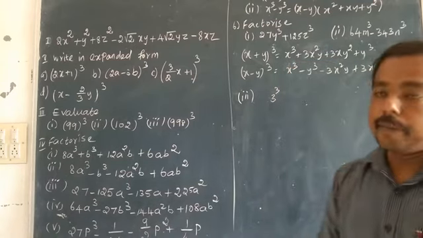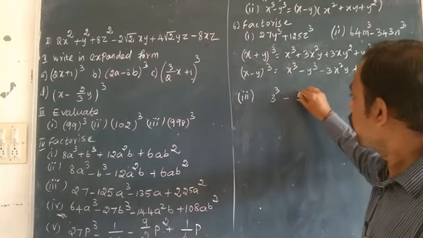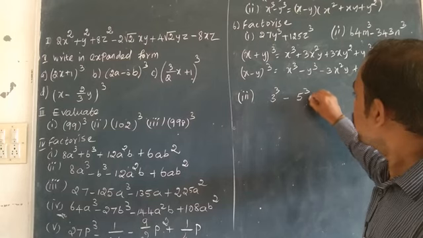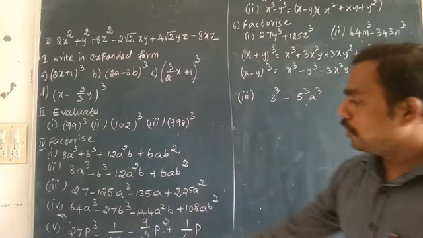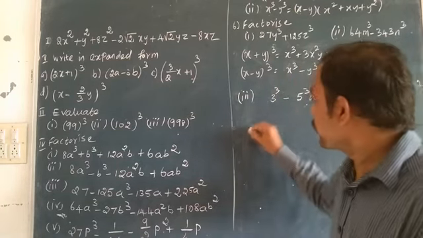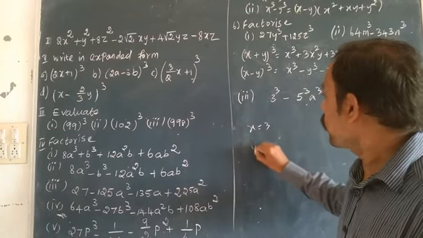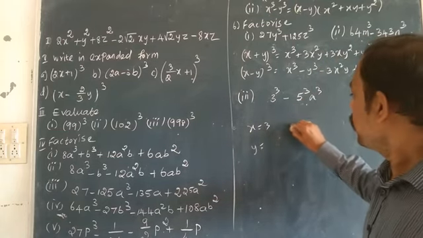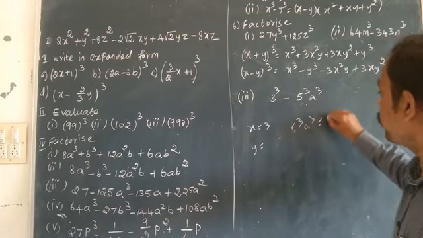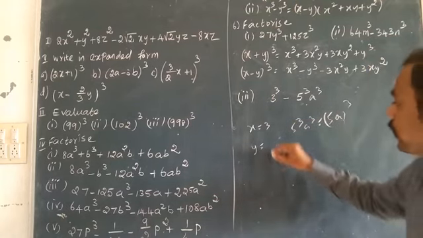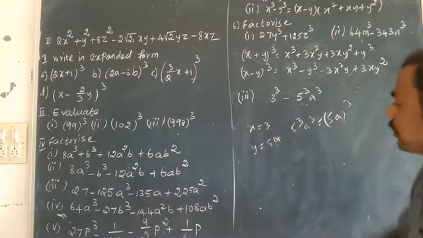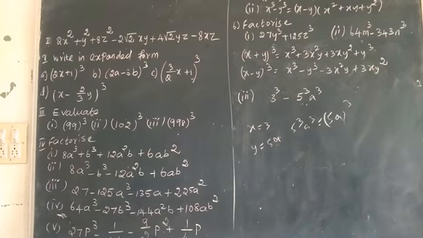125 we can write as 5 power 3, minus 5 power 3 into a power 3. From these two we can identify what is our x value. What is our x value? 3. What is our y value? 5 power 3 into a power 3 we can write as 5a whole power 3. So in the place of y you can use 5a.